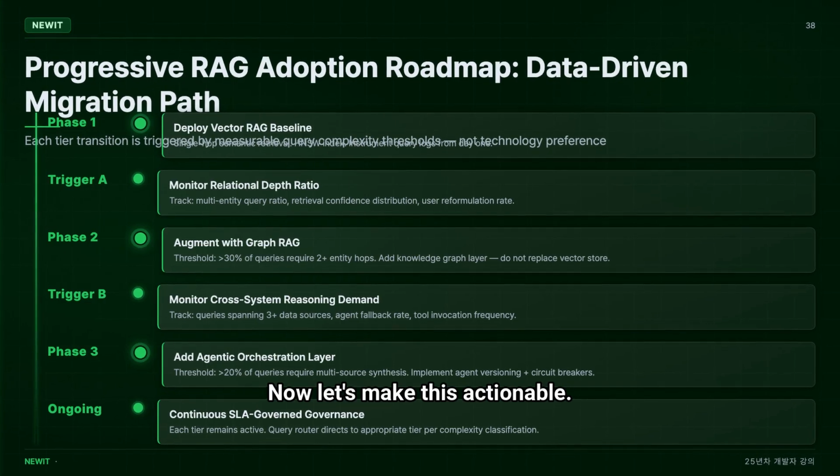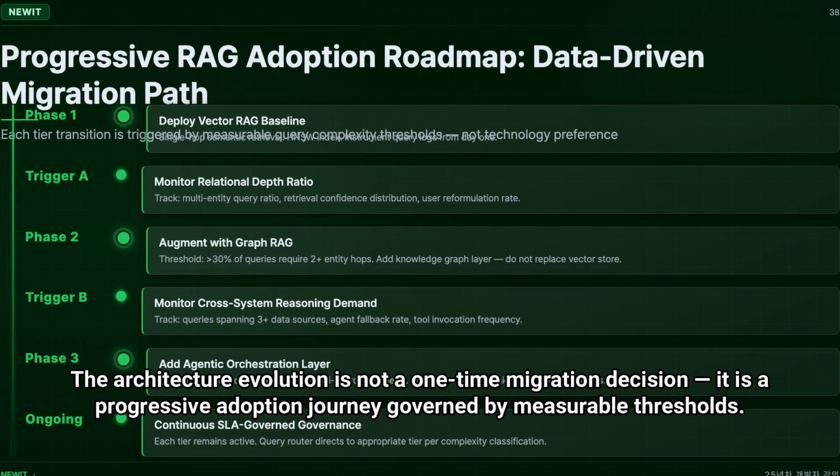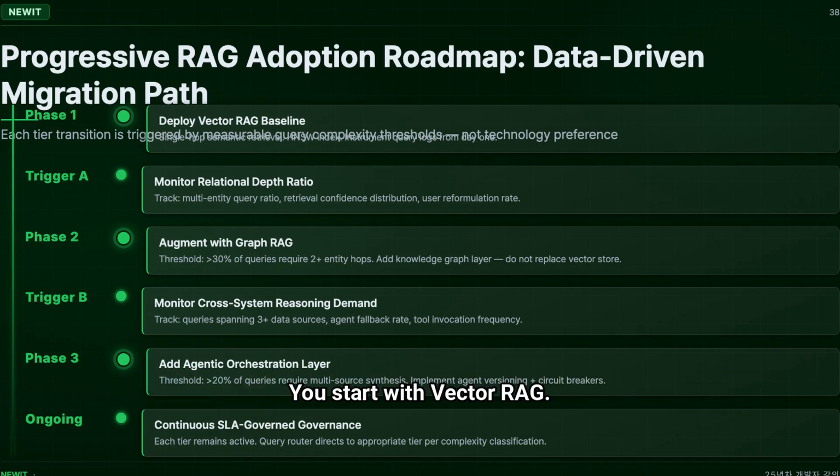Now let's make this actionable. The architecture evolution is not a one-time migration decision. It is a progressive adoption journey governed by measurable thresholds. You start with Vector RAG. It is the right baseline for every organization.